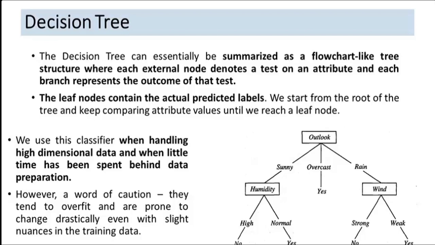If the humidity is normal, the player will play golf. If we take a look at rainy weather outside, if it is a windy situation, with strong wind, the player will not play golf. If the wind is weak, then the player will play golf. So in these particular situations, whether the player will play golf or not can be identified easily. So that is the decision tree over here.